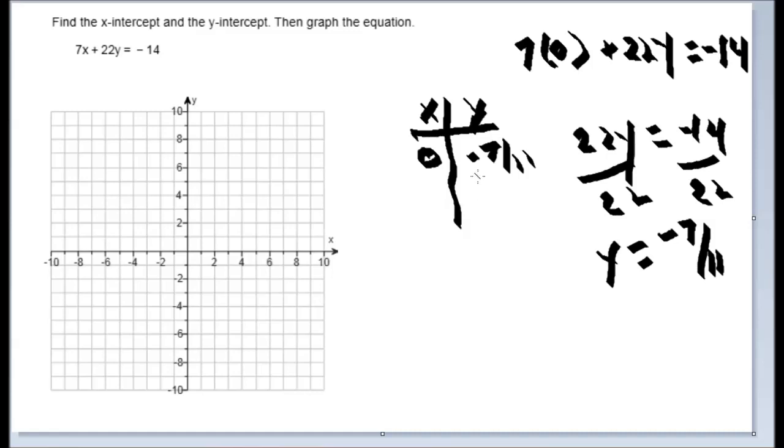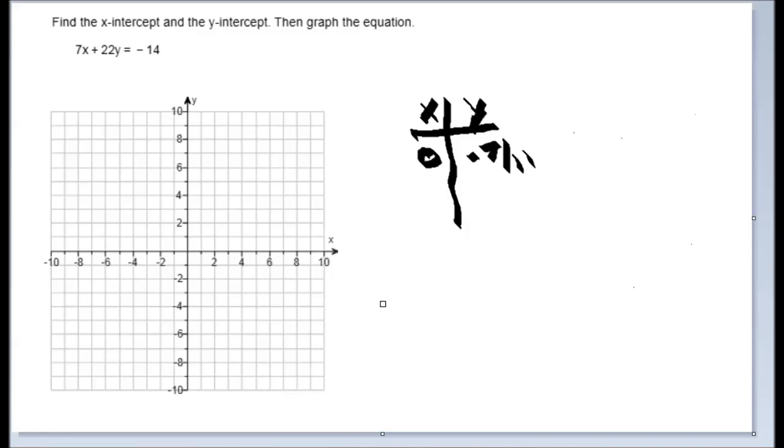Then we'll do the same thing by putting a 0 in for the y to find the x-intercept. So we're going to come over here and put a 0 right in here for the y. That's going to find the x-intercept. Put a 0 here for the y, and we'll write the equation as 7x plus 22 times 0 is equal to negative 14.